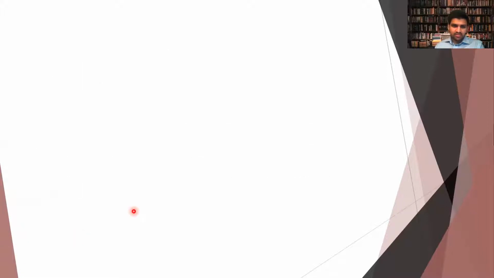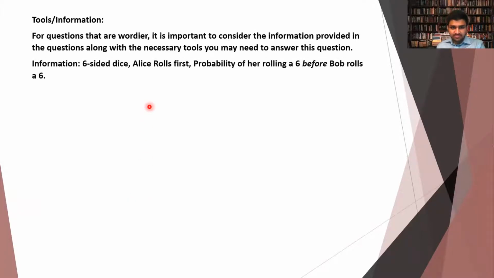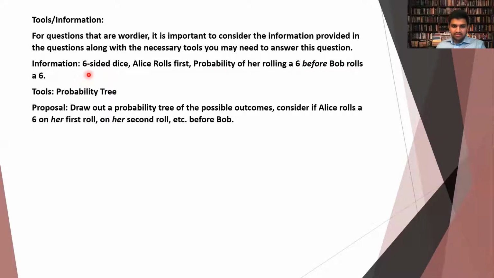So the way I approach this problem, considering it's much wordier, is to consider the necessary information in the question. Here we can think about, six-sided dice is relevant, Alice rolling first, and we effectively want the probability of her rolling a 6 before Bob rolls a 6. So the tools here would be a probability tree. That would be useful because then we can draw all the possible outcomes and consider if Alice rolls a 6 on her first roll or on her second roll, etc.